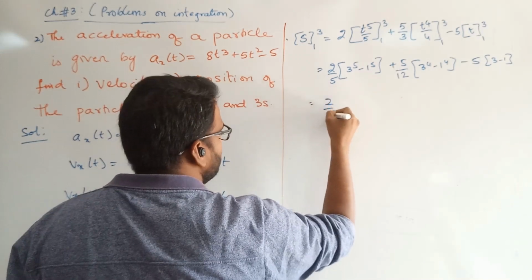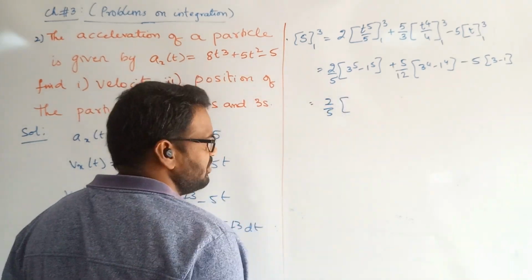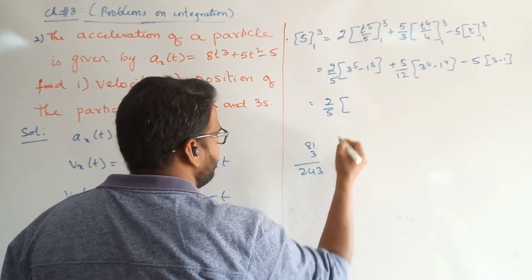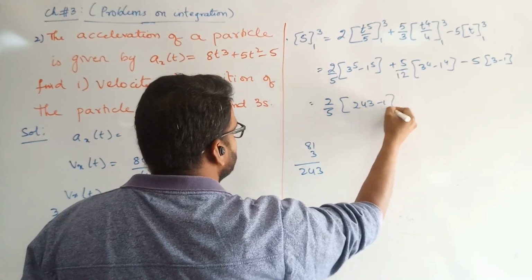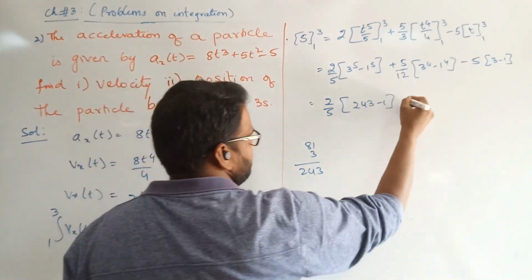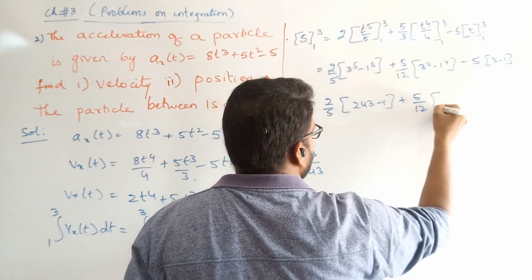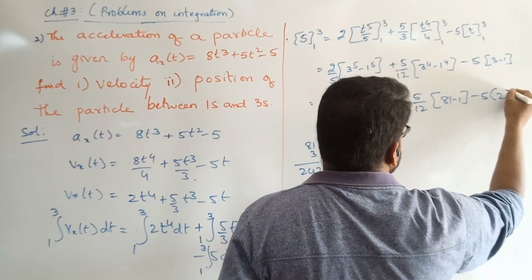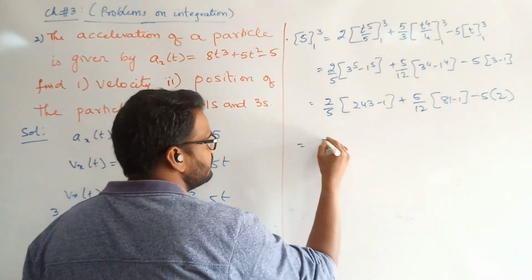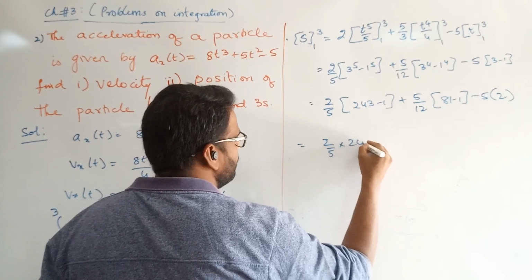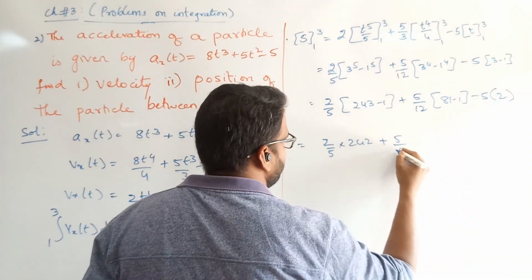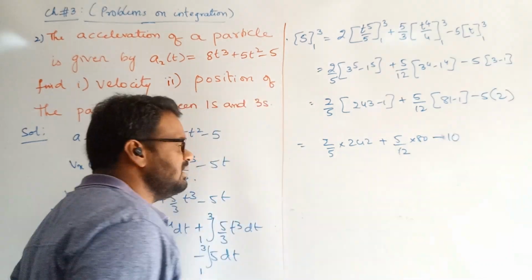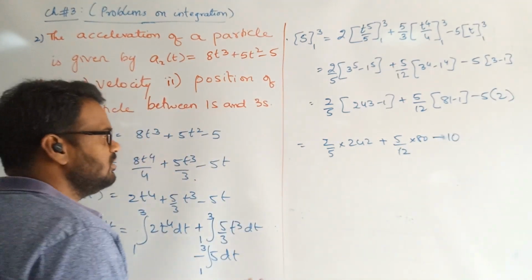This is equal to 2 by 5 times of 3^5. 3^4 is 81, 81 times 3 is 243, 243 minus 1, plus 5 by 12 times of 81 minus 1, minus 5 times of 2. This is equal to 2 by 5 into 242 plus 5 by 12 into 80 minus 10. Solve this, you will get the answer.